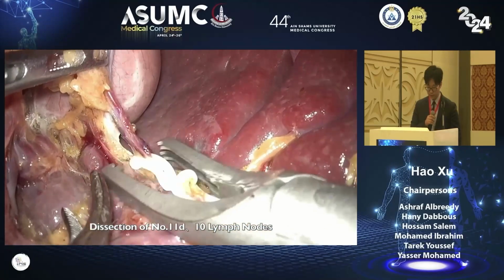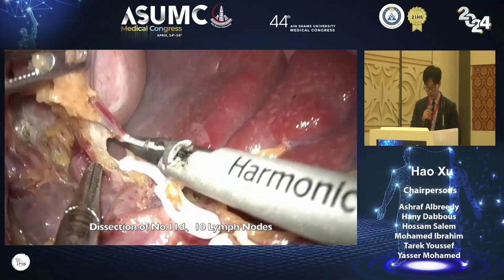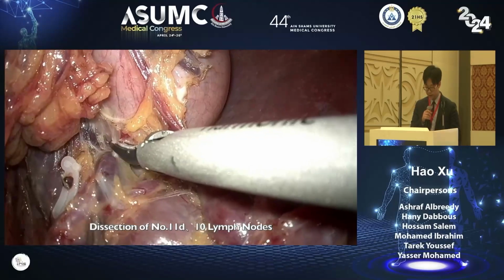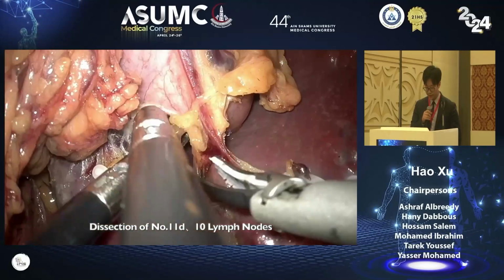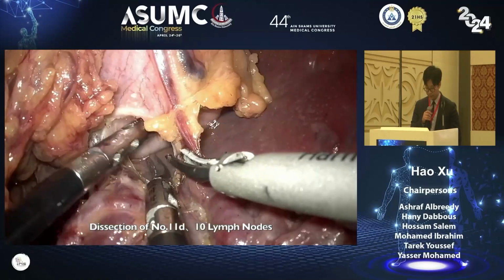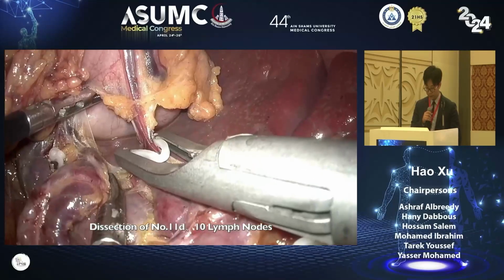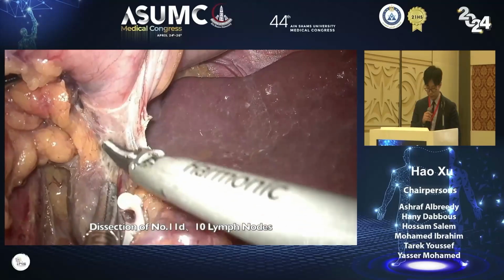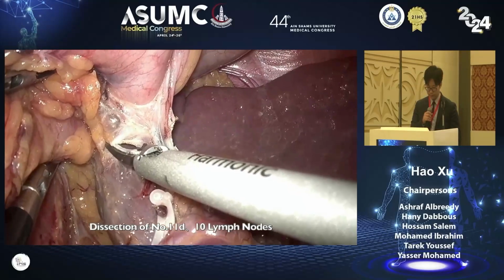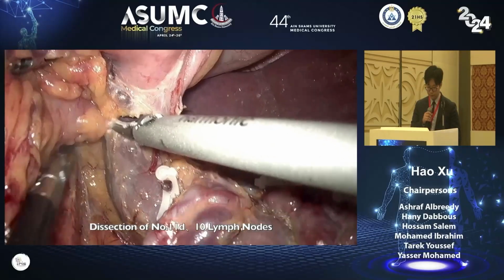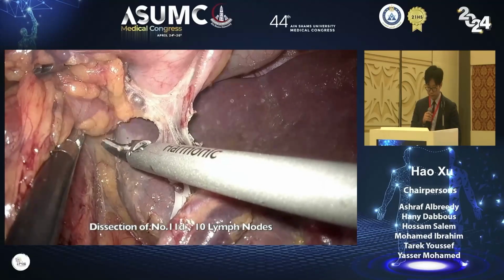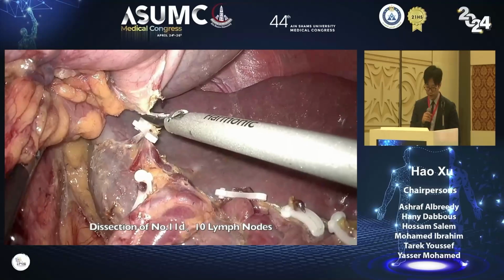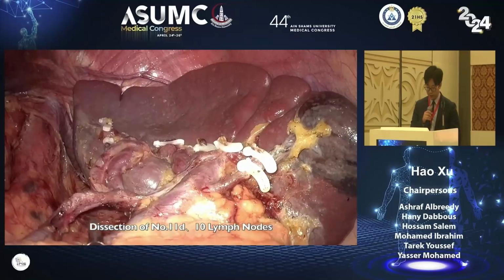Yeah, this is the short gastric vessels. This is the number 10 lymph nodes. Yeah, this is the last short gastric vessel. And now we finished the lymph node dissection.